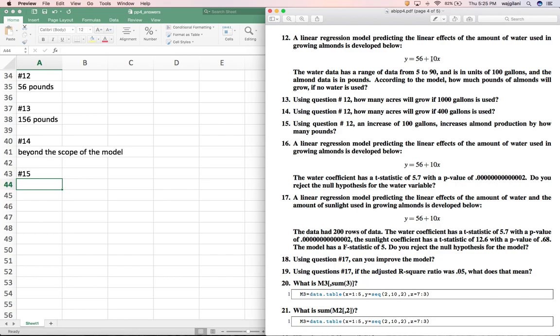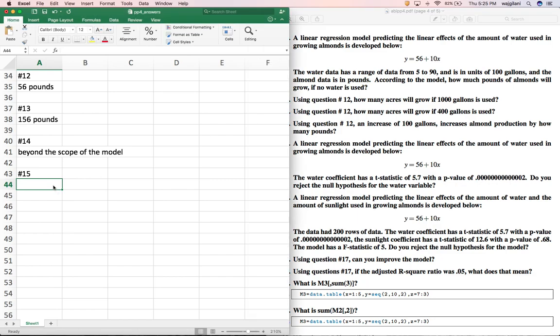It would increase it by 1 pound. So an increase of 100 gallons of water gives me 1 additional pound of almonds.